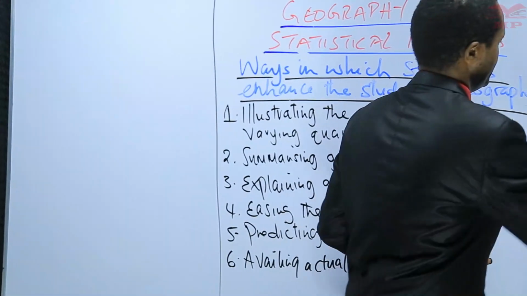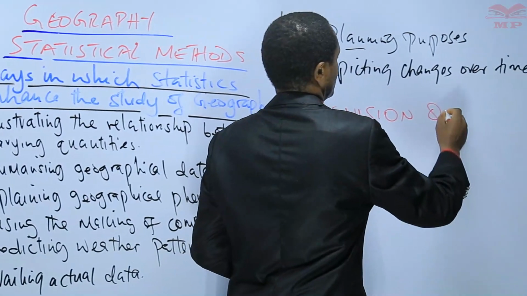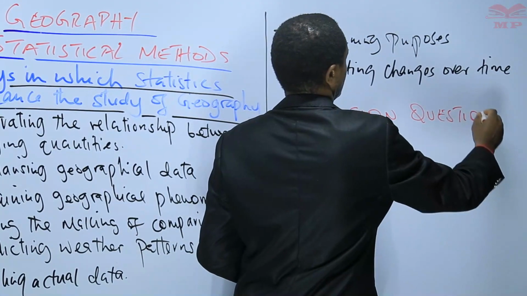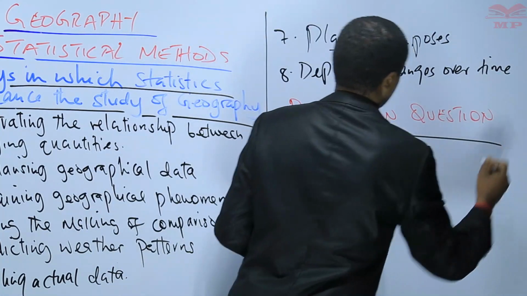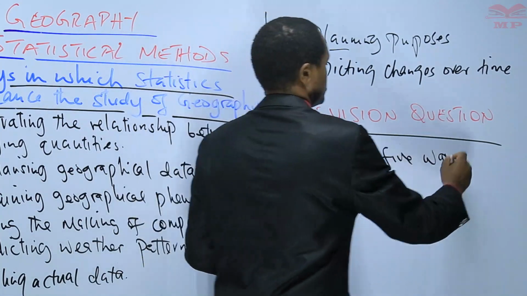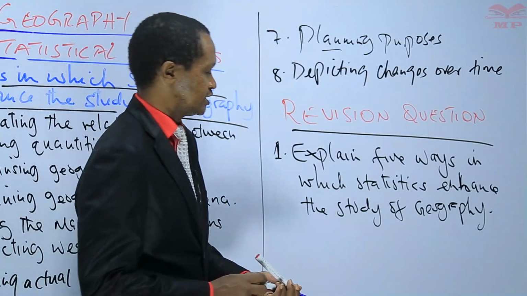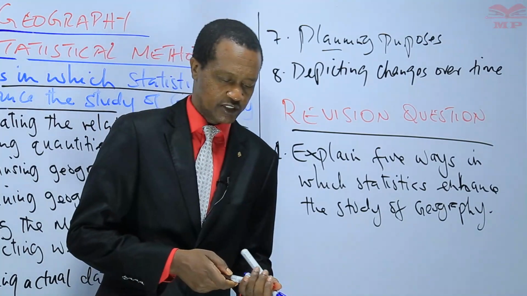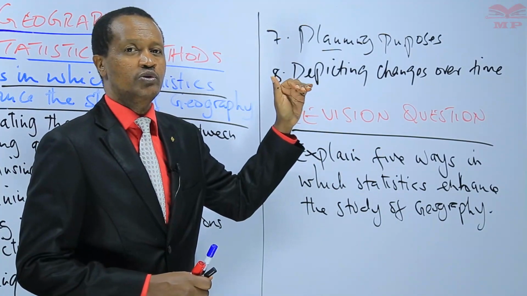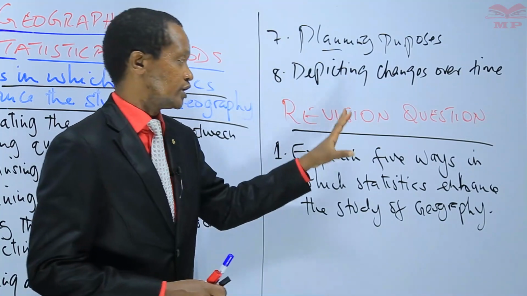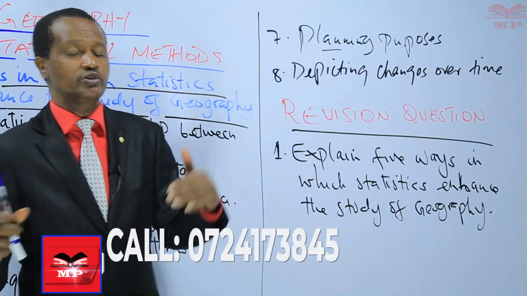This is your revision question. I'll give you one question for your revision. Explain 5 ways in which statistics enhances the study of geography. So when answering this question, learners, make sure you have your exercise books closed. Try and see if you can retrieve this information from your brain without referring to your notes.